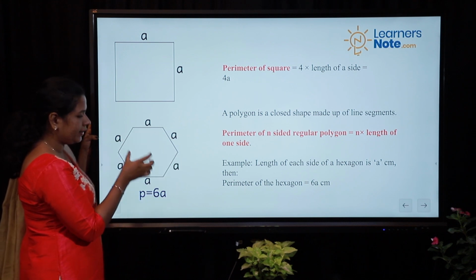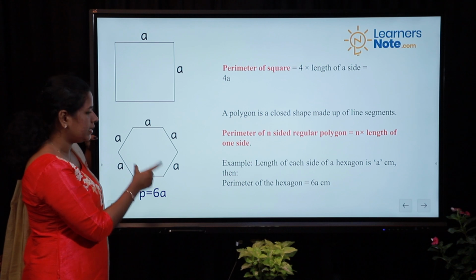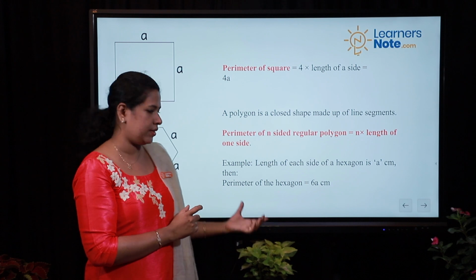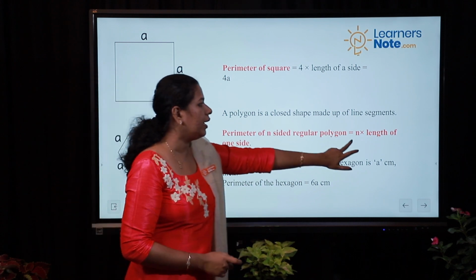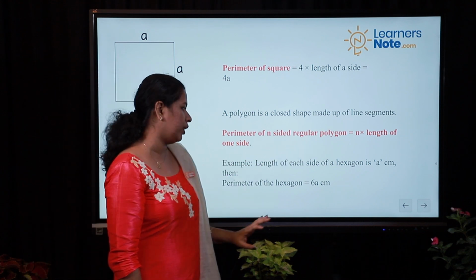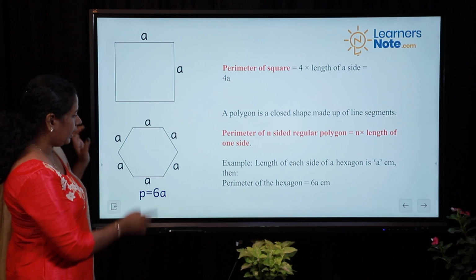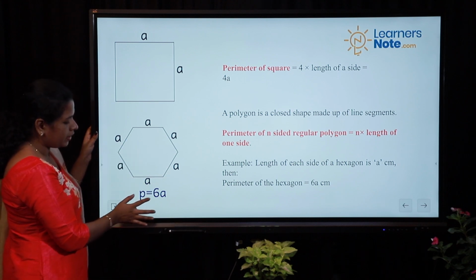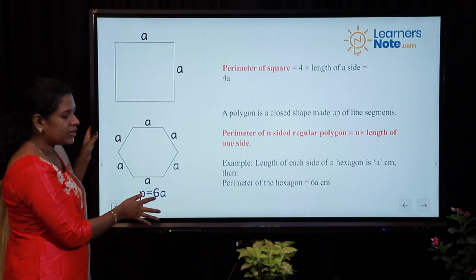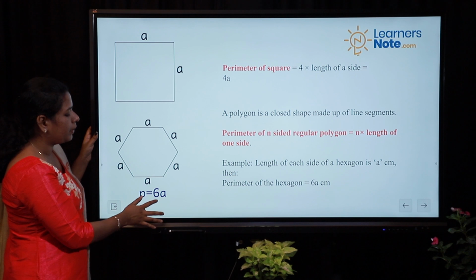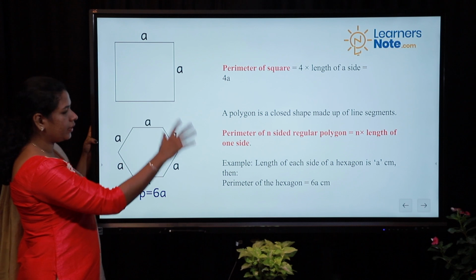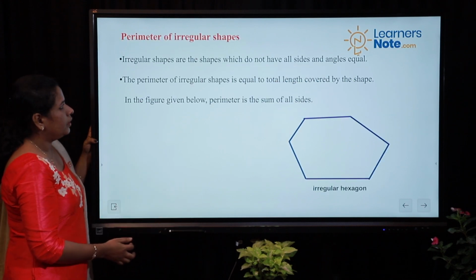So for finding the perimeter of this hexagon, we need to multiply the number of sides with the length of one side. So I can use this equation as n into length of one side for finding the perimeter of an n-sided regular polygon. So this is a hexagon. Here I have marked the side as a. The perimeter is equal to 6 into a because this shape has 6 sides. So the number of sides is 6. Then I just multiplied 6 with the length of the side. So we can calculate the perimeter. If you study this equation, it will be easier.